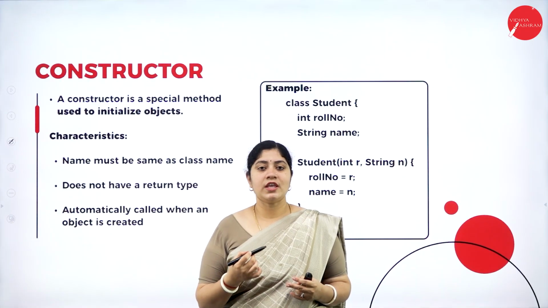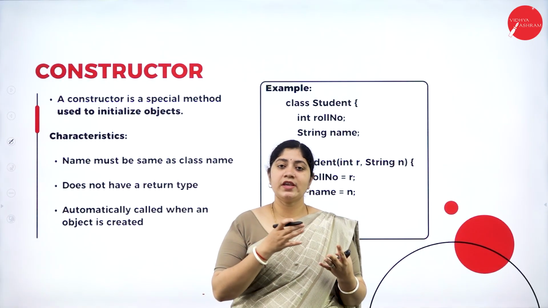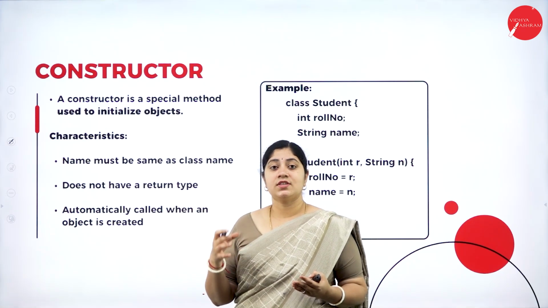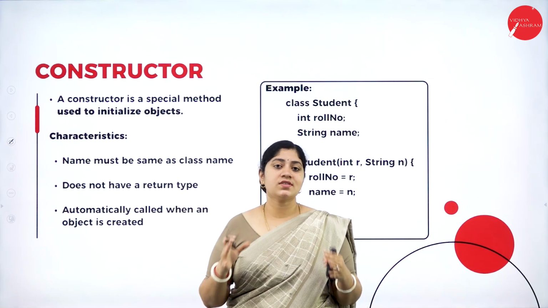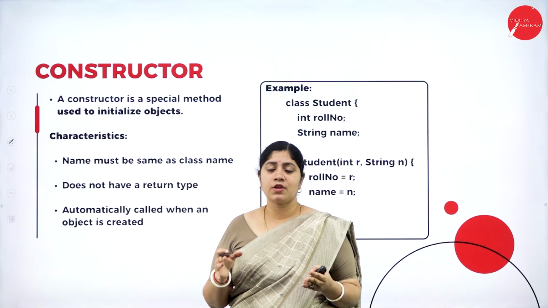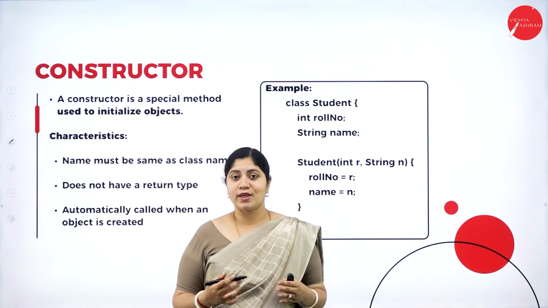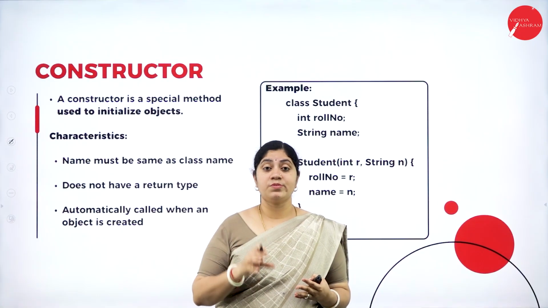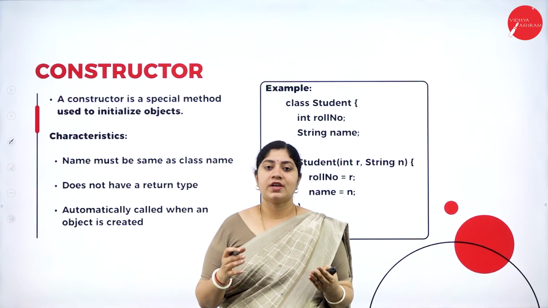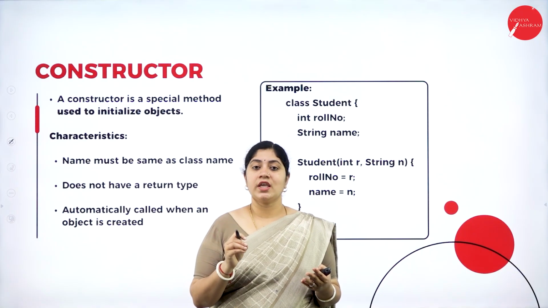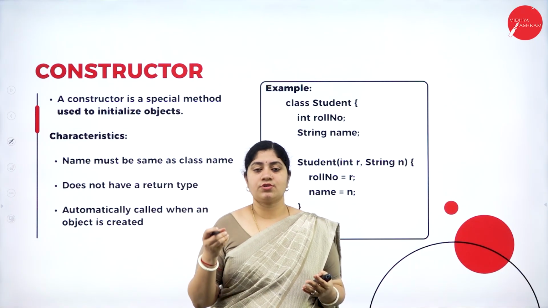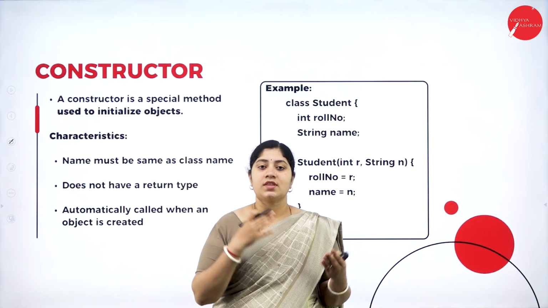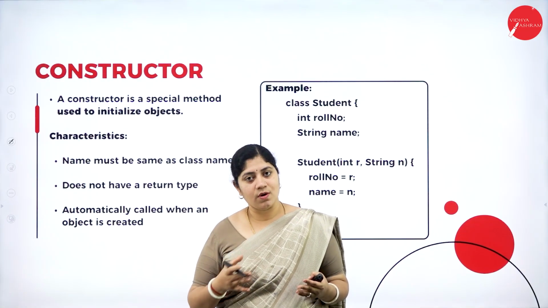The name we give for the constructor should be the same as the class name that is defined. The next characteristic is that the constructor doesn't have any return type. The main thing to note here is that the constructor is automatically called when an object is created. Why? Because the constructor is what initializes the object. So if you want your object to initialize, then the constructor will be automatically called.